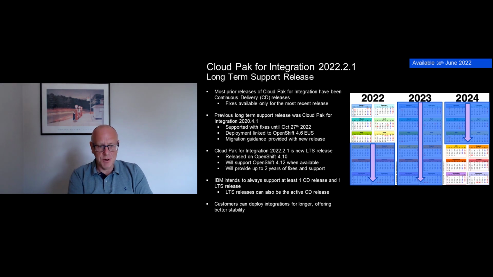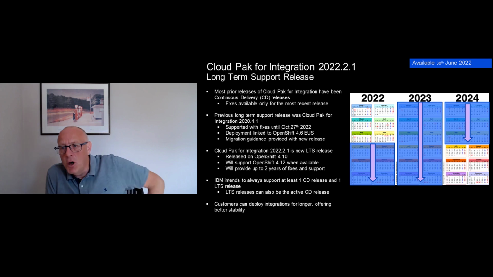So what we're doing with this new release is we're making a very clear statement that we will support this release for 2 years. We will not deliver additional features into this release. We will just deliver patches on top of it. And we'll also roll forward support of OpenShift. So any EUS support of OpenShift that is in support during the lifetime of this long-term release will be supported by it. So we will support OpenShift 4.10 as we've released today, and then we will support 4.12, 4.14 going forward. And this release will be supported for 2 years.